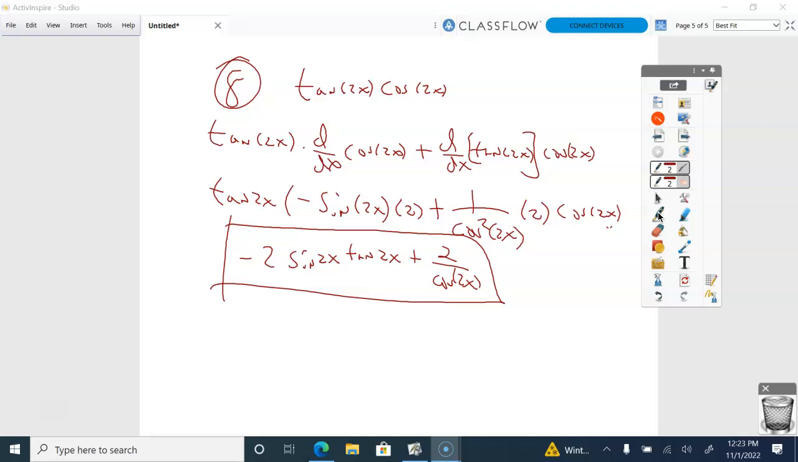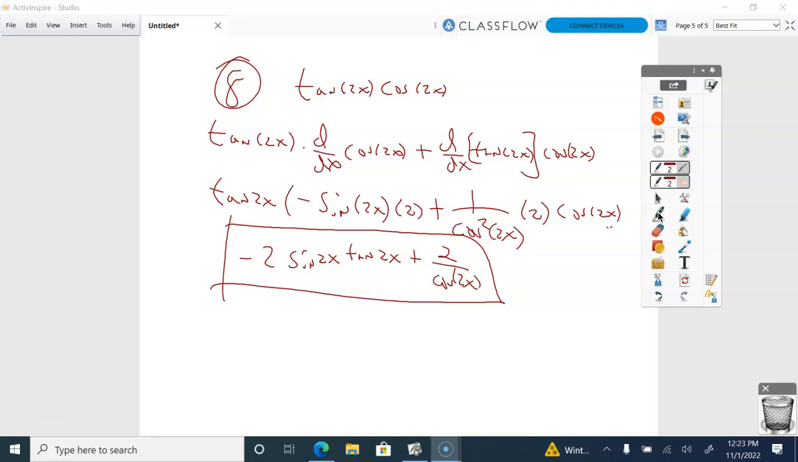Where'd you get the 2 from? Oh, the chain rule. When I take the derivative of cosine 2x, on the other side, same thing. I have the derivative of tan 2x, so 1 over cosine squared 2x, times that was not just x, so tack on the chain. So it is 2 over cosine squared. Oh, I was right. And you said I was wrong.